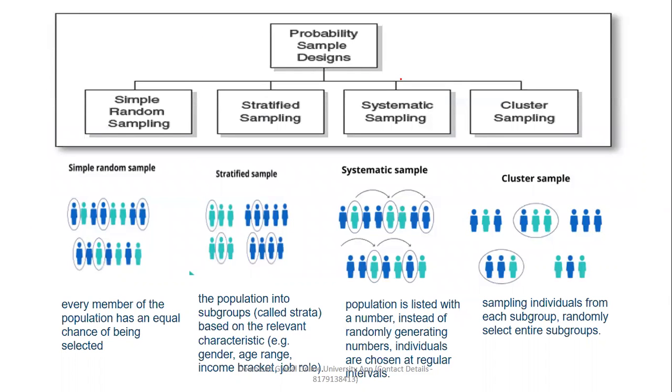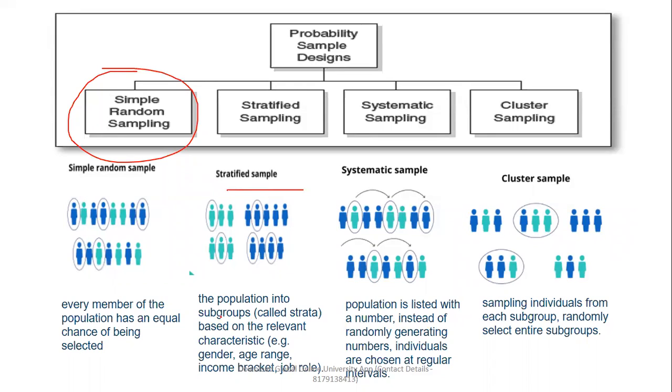Next, probability and non-probability sample designs, that is, the sampling types. First is simple random sampling: every member of the group has an equal chance of being selected. So what are the chances? Every member has an equal chance.